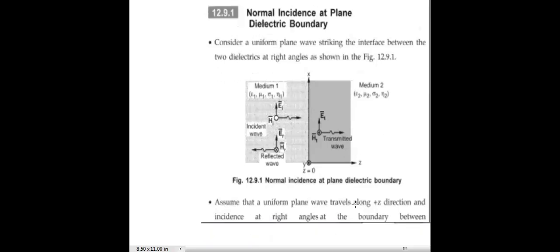Assume that the uniform plane wave travels in the z direction. See here, this represents the z direction, my dear students. E is in the x direction, Ex, and H is in the y direction, Hy, which is perpendicular to Ex. And the wave is propagated in the z direction. Got it, my dear students?